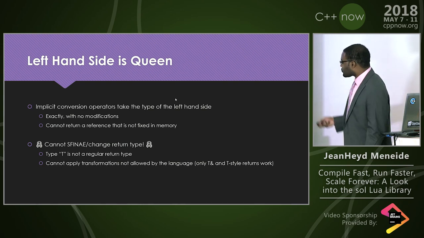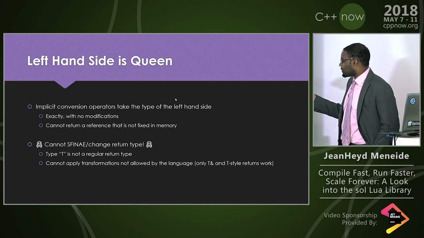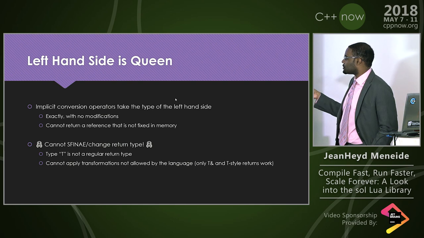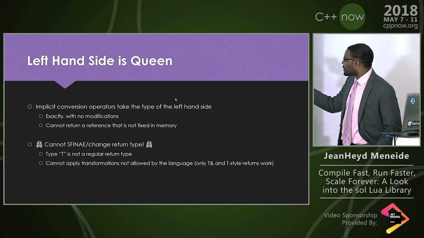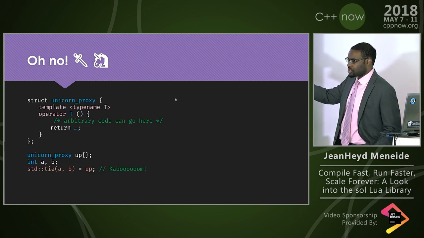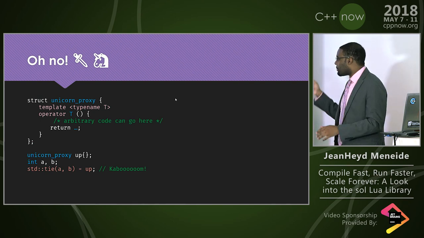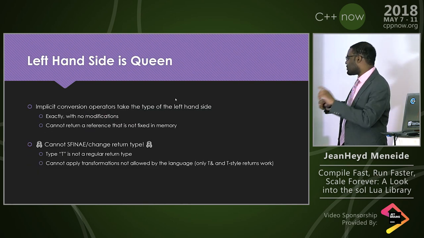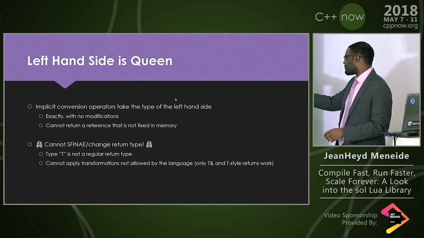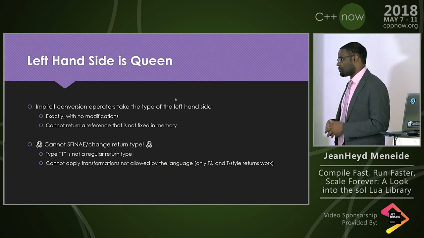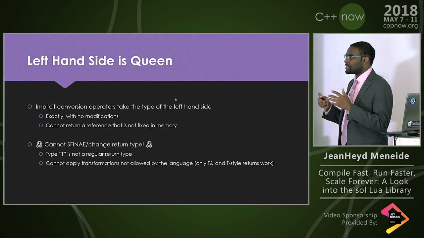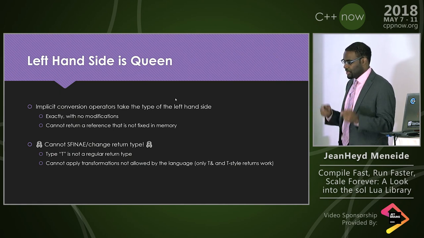Also, you cannot SFINAE or change the return type in its fullness, right? The type T that you see on the operator is special. You can't wrap it or put special code around here to change what this returns. It always goes to what's on the left-hand side. But you can make a little bit of change based on T reference, T, and T as just a value, so you can choose between a reference and a value.